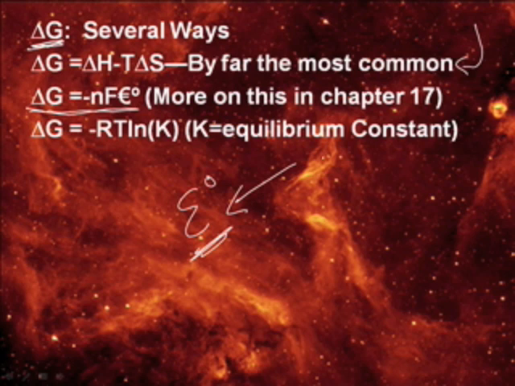What in the world is an E? It has to do with voltages, stuff like electrochem. And so that's chapter 17. We're going to ignore that for right now.